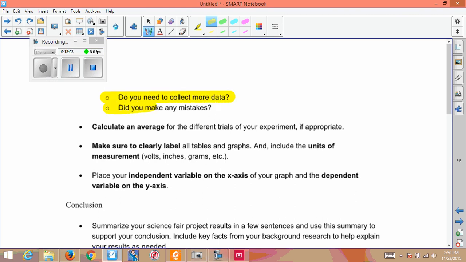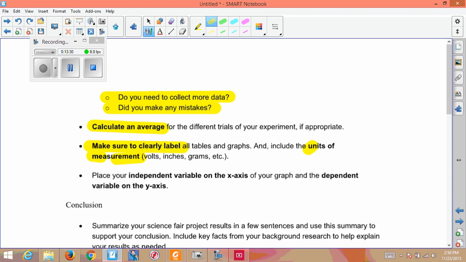Find the average of your data. Make sure you label everything clearly, especially your graphs and charts. Make sure to include the units. Okay. I always tell students, if I owe you $5 and I give you 5 cents, have I paid my bill? No. But I gave you 5. I gave you 5 pennies. So the units are important. Okay.